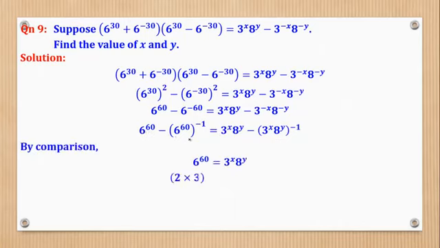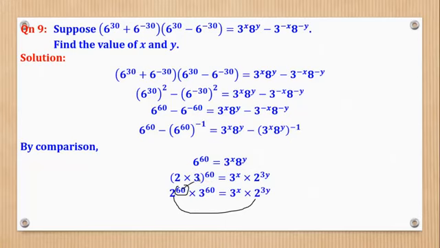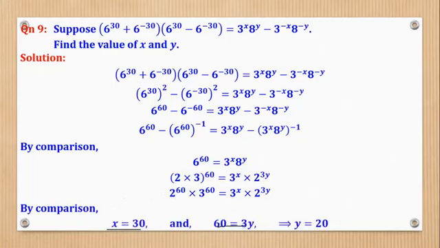And this 6 is the same as 2 times 3. And this can be prime factorized to give you this. So by comparison, this 2 with this 2 means that 60 is equal to 3y. And also this 3 with this 3 means 60 is equal to x. Therefore, x is equal to 30 and 60 is equal to 3y, implying that y is equal to 20. And that's what they wanted.